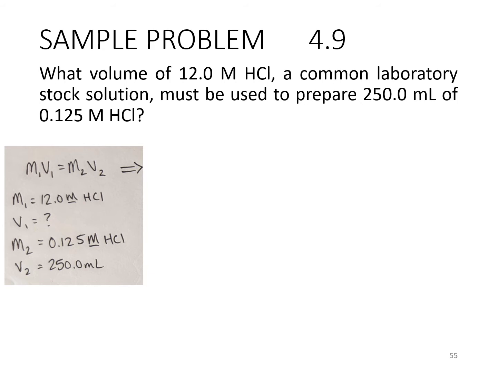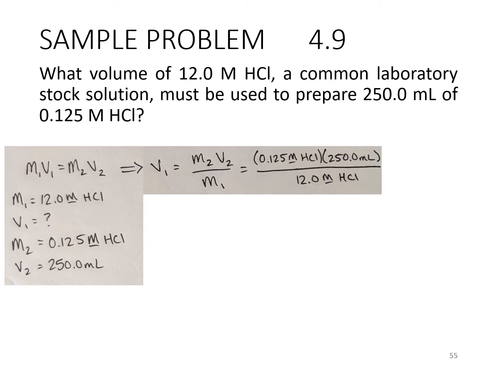So we just need to solve for V1, right? The volume of the first solution, the stock solution. Since our V2 is in milliliters, V1 will also be in milliliters. So we can just rearrange that equation algebraically to solve for V1, and then we just plug in everything that we need. M2, V2 multiplied by each other divided by M1, and that will get us 2.60 milliliters of that 12 molar hydrochloric acid solution.